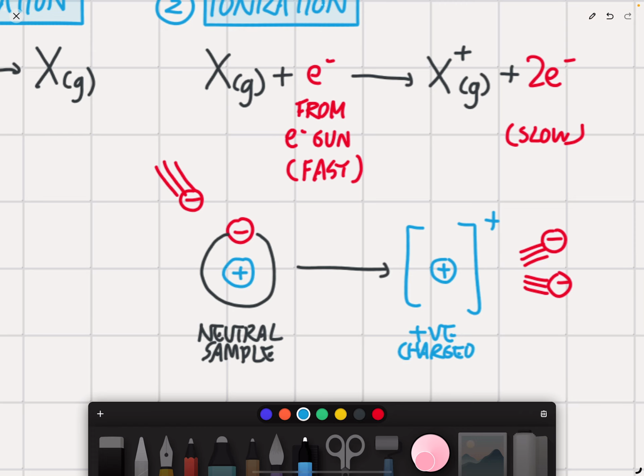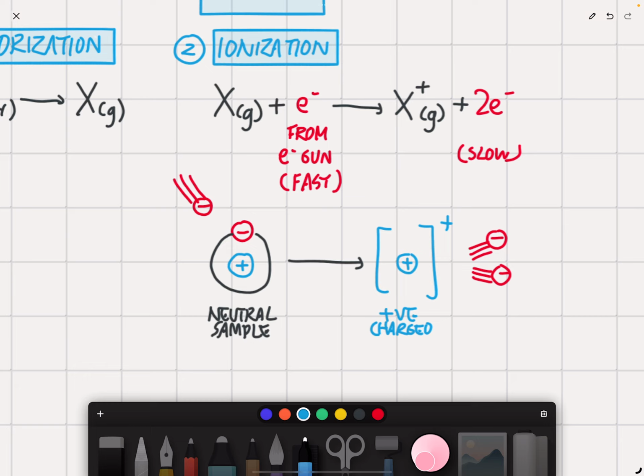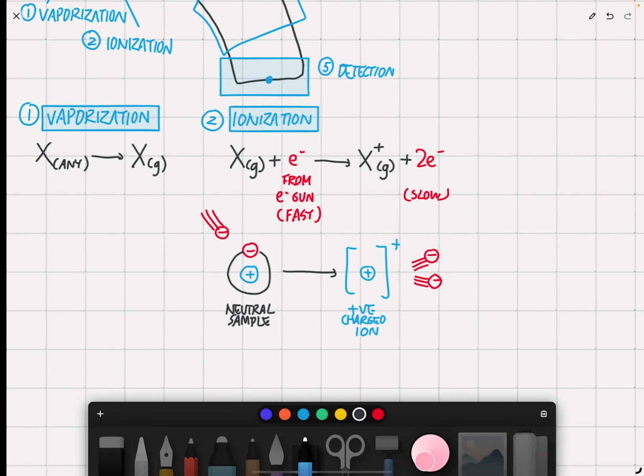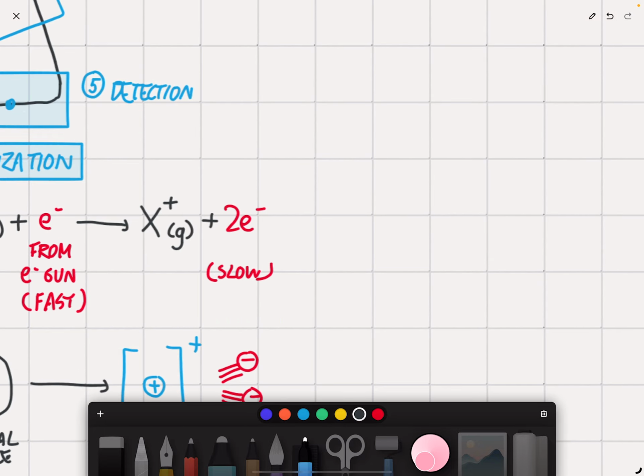It is possible to form a +2 charged ion, though it is highly unlikely, because once an ion becomes positively charged, additional electrons will be lost with difficulty. So let me put it down this way: +1 charged ions and +2 charged ions can both be formed, even though the latter is less likely.